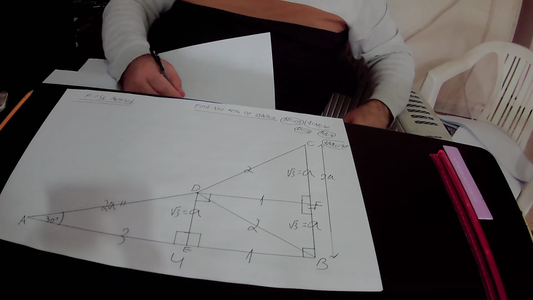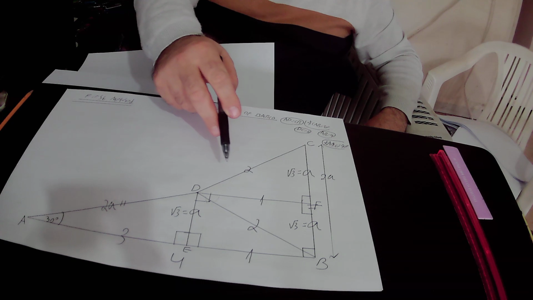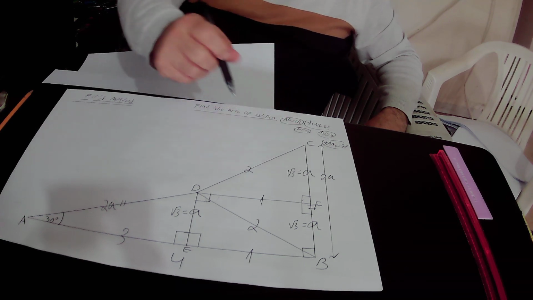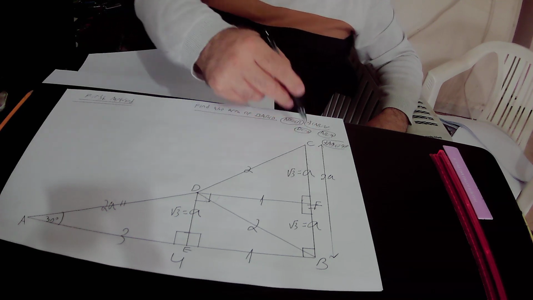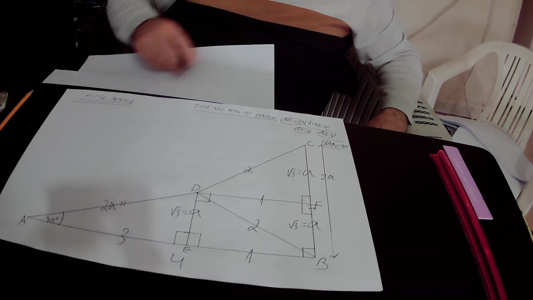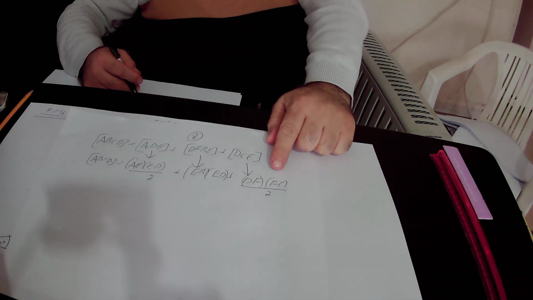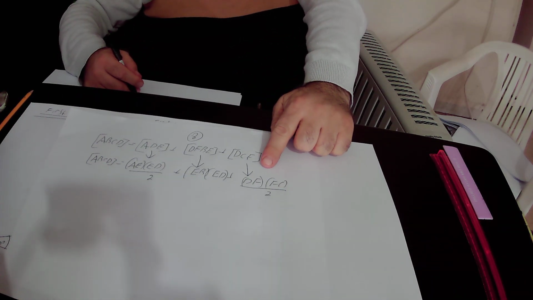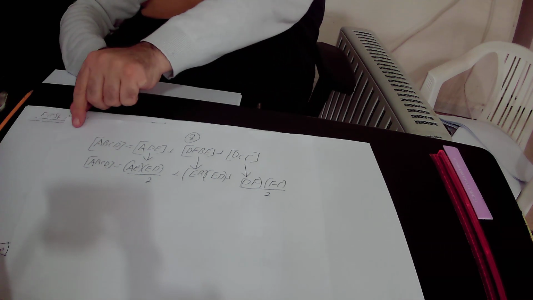And the area of the right triangle, triangle DCF, will be equal to the base of the triangle, that is DF, times the height to the base, that is FC, over 2. I'll repeat again. The area of the right triangle, triangle DCF, equals the base DF times the height FC over 2. Okay?